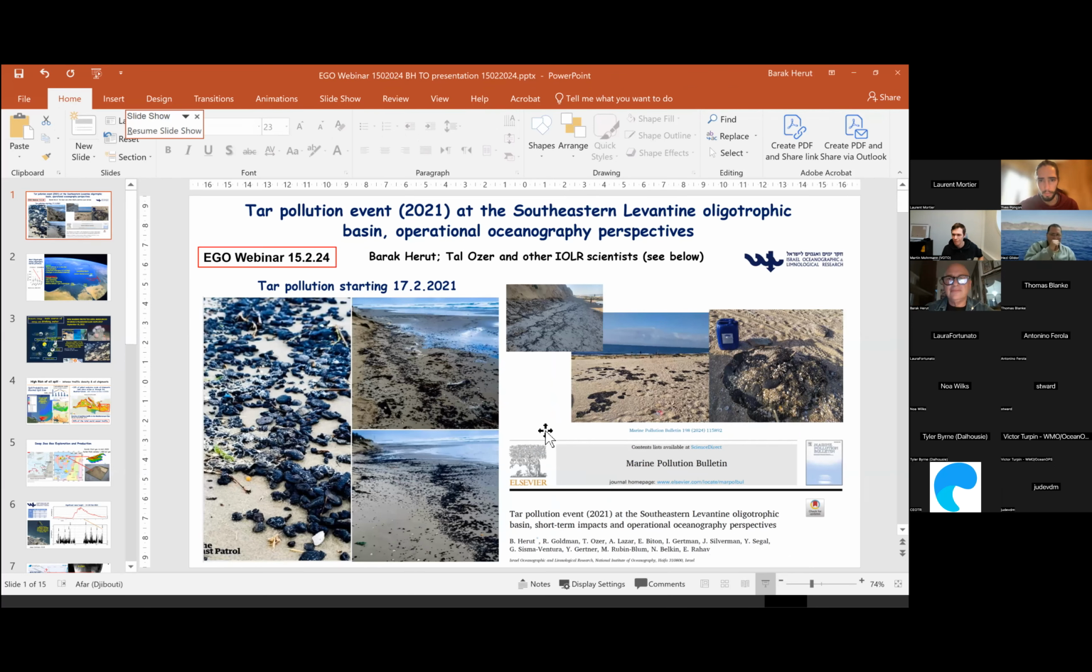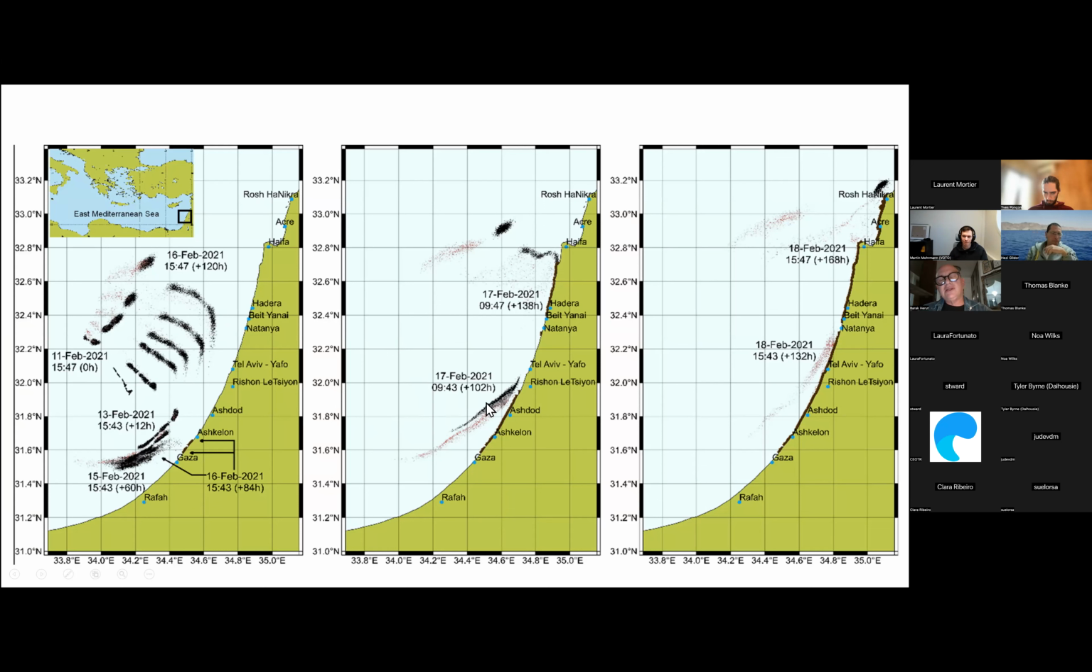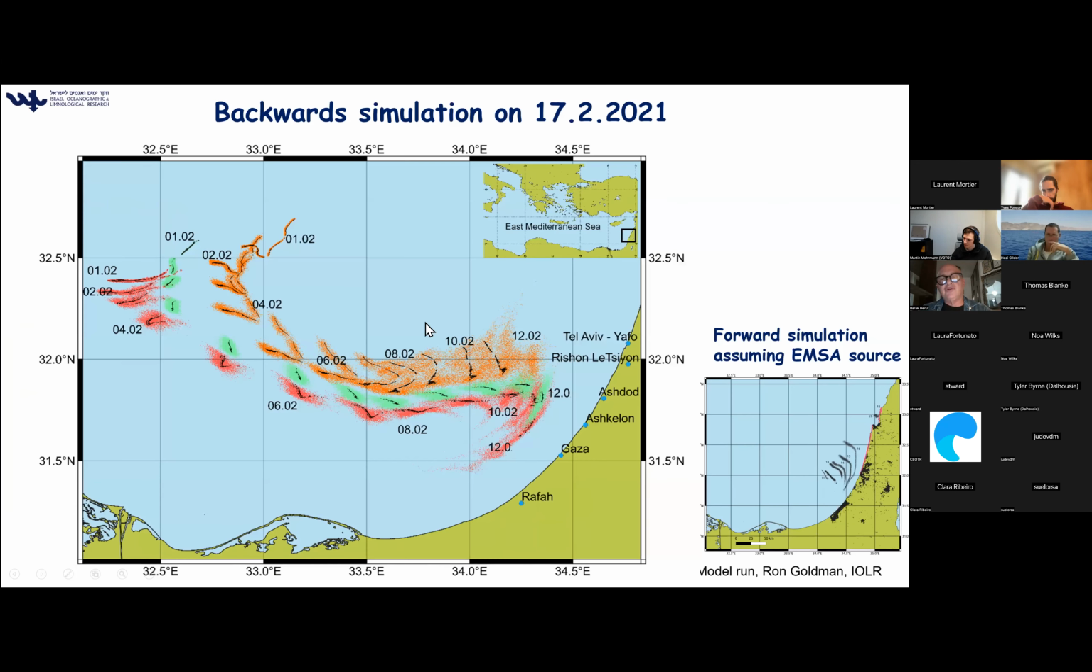Here you can see some propagation runs of the MEDSLIC runs and the propagation from different oil slicks that were detected. In black, this is surface oil, I would say, bubbles, and in red, subsurface oil bubbles. There were two main slicks that actually were related to this tar pollution event.